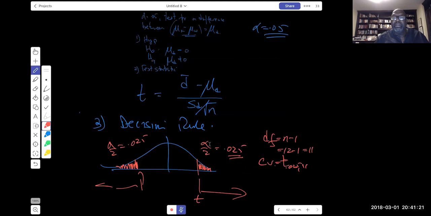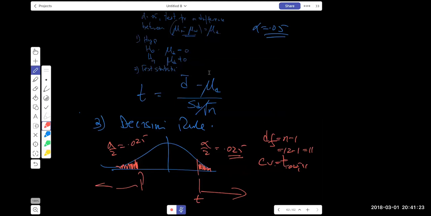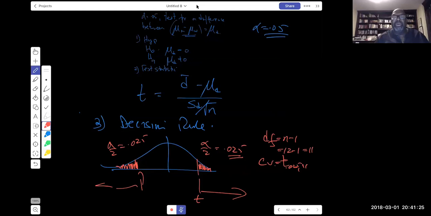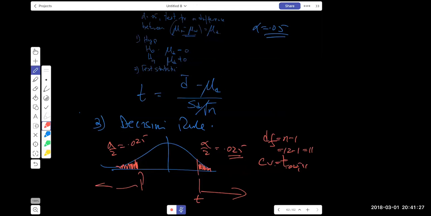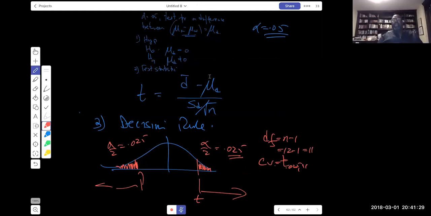I don't have my tables. No problem, I could share it with you. Okay, I got them here. If you look up the area in the upper tail, the area in the upper tail is 0.025. And then you go down to 11 degrees of freedom, it's 2.201. So that's our critical value. So T is 2.201, negative 2.201.